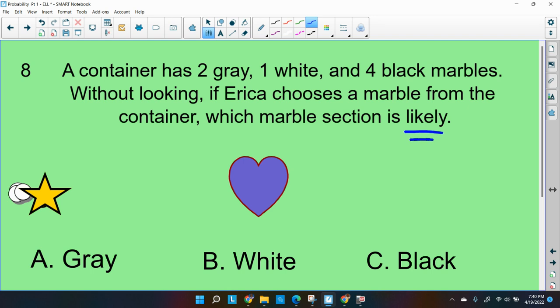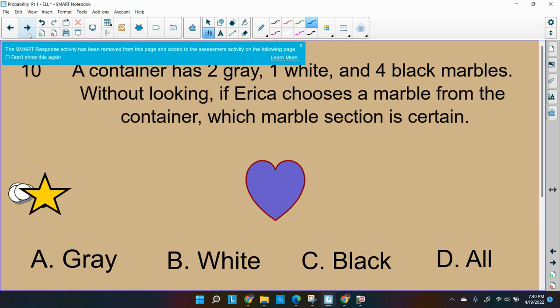Likely means which probably will happen. So I'm going to leave that one for you to figure out, which one is likely, which one you'll definitely pretty much select. So let's keep going, see what else we got.